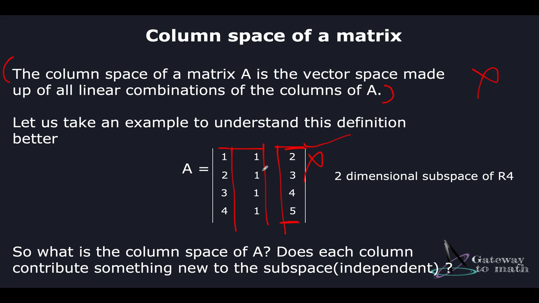And so the column space of this matrix is actually a two-dimensional subspace of R4. Why R4? Because we have 4 rows. So the dimensionality of the space is the number of rows in the case of a matrix.